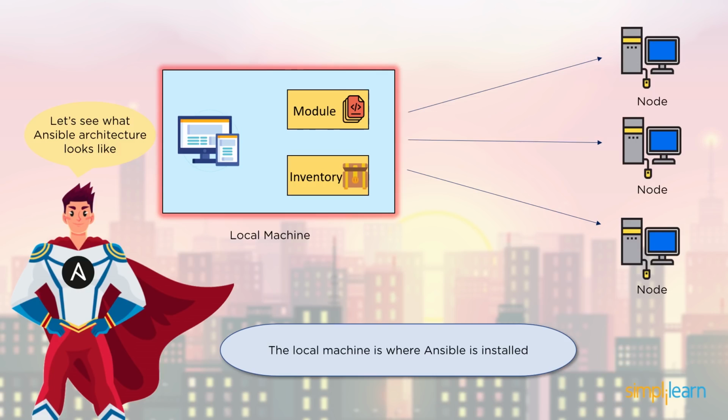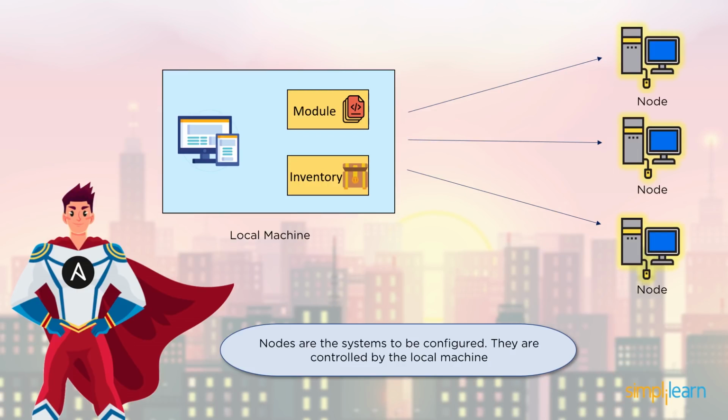Ansible has two main components. You have the local machine and you have your node or the client machine. So the local machine is where the system administrator sits. He or she installs Ansible here. And on the other end, you have your node or the client systems. So in case of Ansible, there's no supporting software installed here. These are just the systems that require to be configured, and they are completely controlled by the local machine.